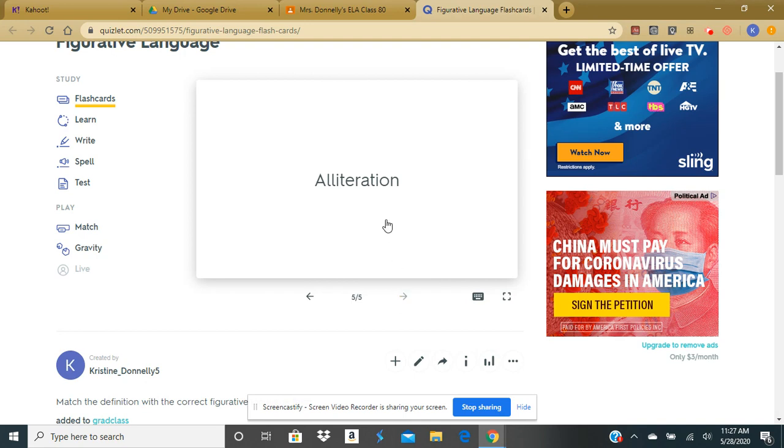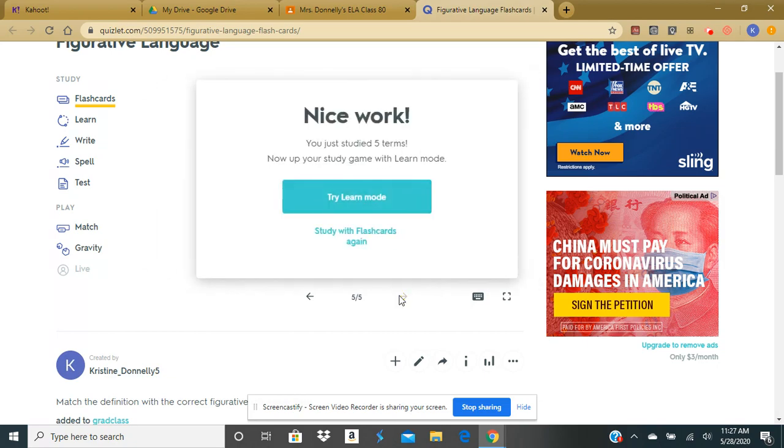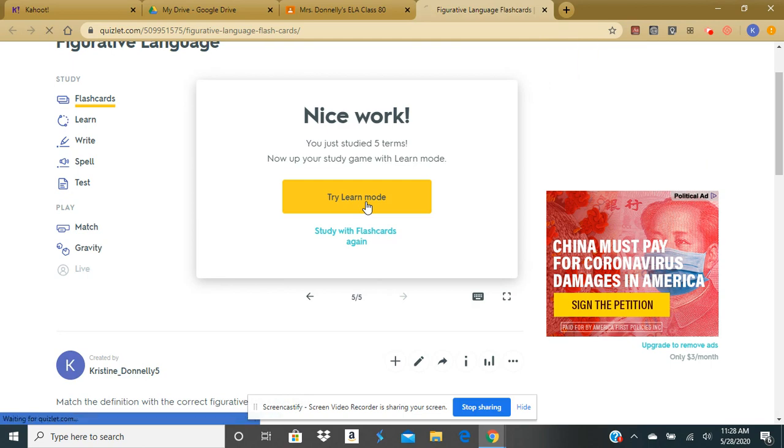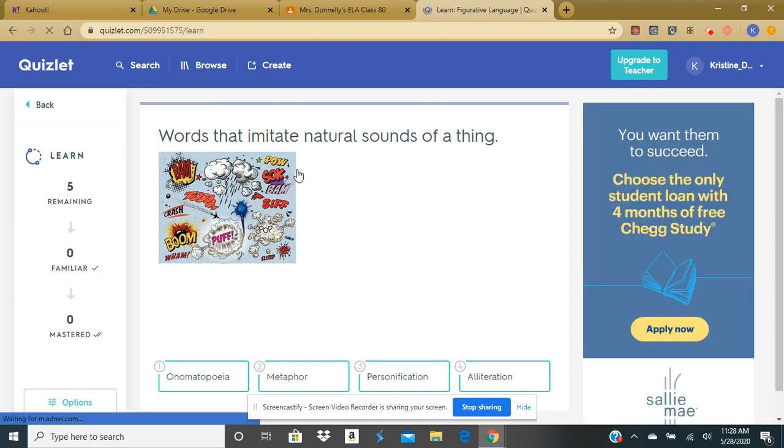And then finally, we have alliteration. Alliteration is a number of words that have the same first consonant sound. Peter, Piper, pickled, peck, peppers, picked. They all have the same sound. Okay, so what I want you to try now is click on Learn Mode. And I want you to take a minute or two to review these types of figurative language.